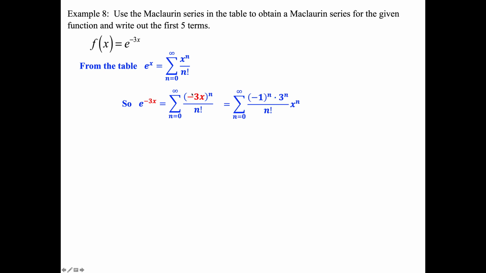And again, we probably want to factor out the negative, so negative 1 to the n, and now this becomes 3 to the n times x to the n. So this part right here is going to be my coefficients in front of my x's.